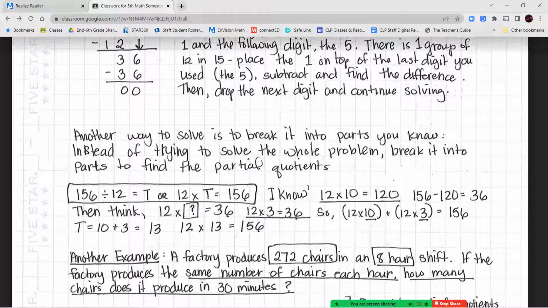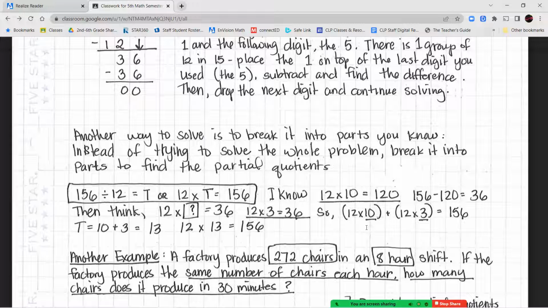Now, the way they would have done it here was they would have broken it into parts. So they know 12 times 10 is 120. So your 10 would have gone above your division line first. And then they would have done 156 minus 120, which gives you 36. So then you have to think, 12 times what number gives you 36? Well, I know 12 times 3 is 36.